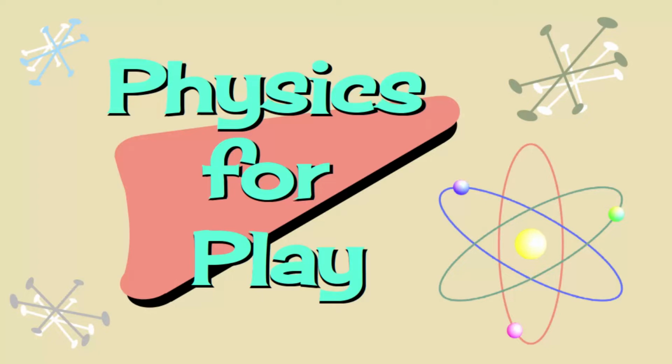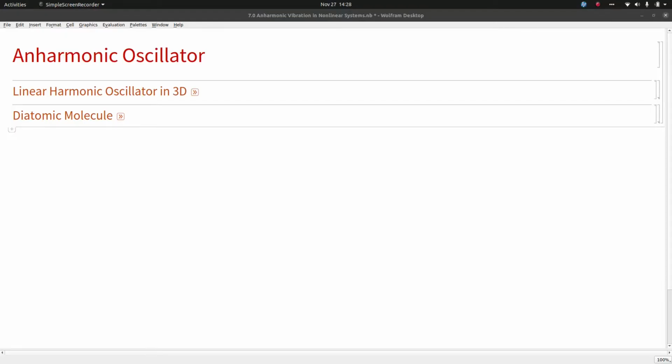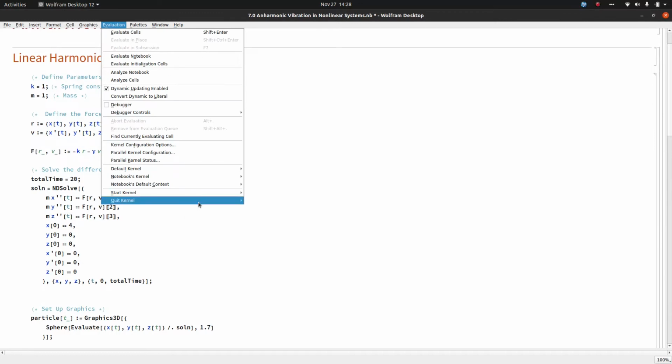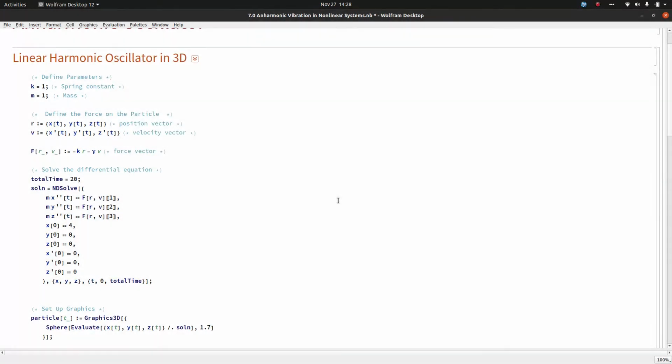Let's get started. We're going to start today by looking at the linear harmonic oscillator, which we've done many times before. But we're actually going to look at it in three dimensions, since I don't think that's something we've really showed you how to do yet. But it's pretty straightforward. So let me go ahead and quit my kernel just to make sure we're starting on even footing here. It's basically just a few steps like we've done with any of these problems.